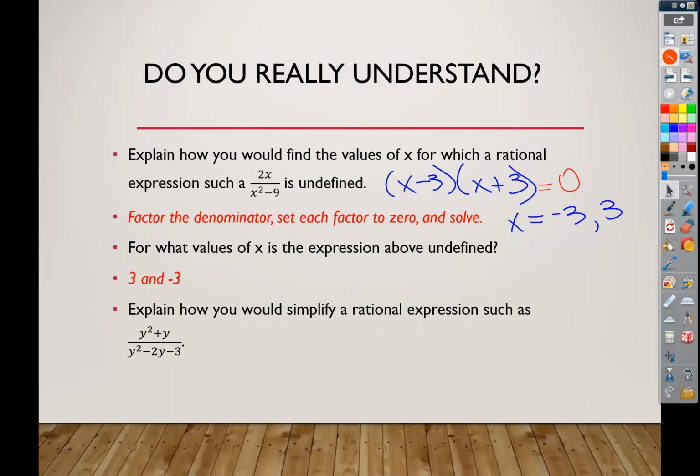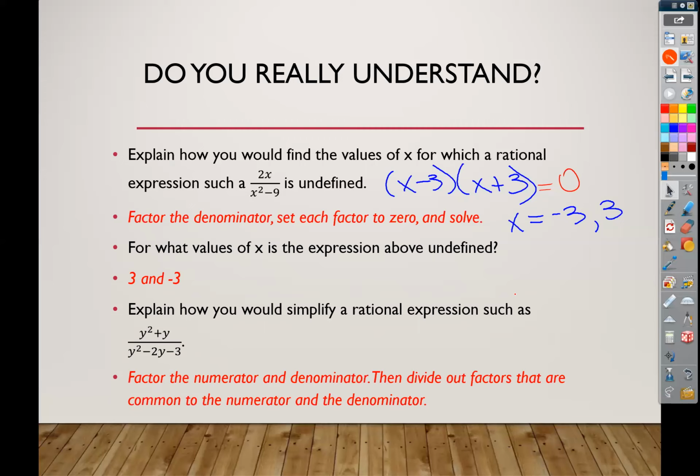Explain how you would simplify a rational expression such as that. You would factor the numerator and the denominator, and then cancel the factors that are common to both.